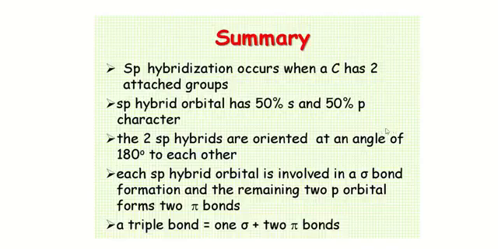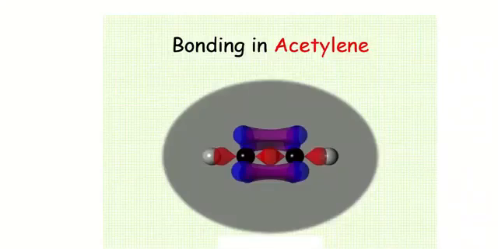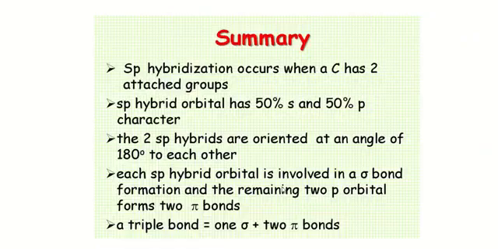So here is the summary. In sp hybridization there is 50% s and 50% p character. Bond angle is 180 degrees, and we can see 3 sigma bonds and 2 pi bonds. A triple bond means 1 sigma and 2 pi.